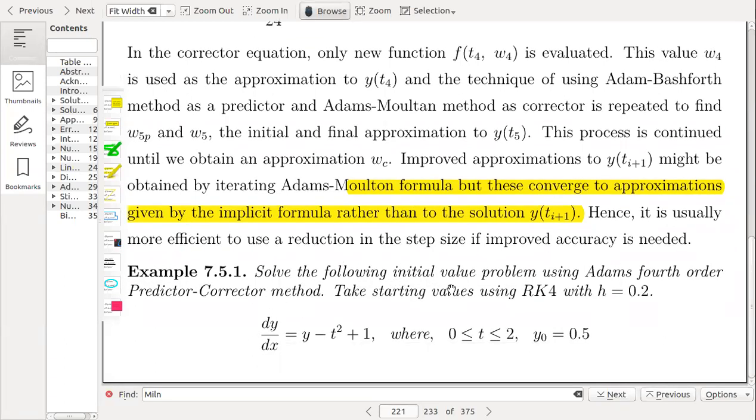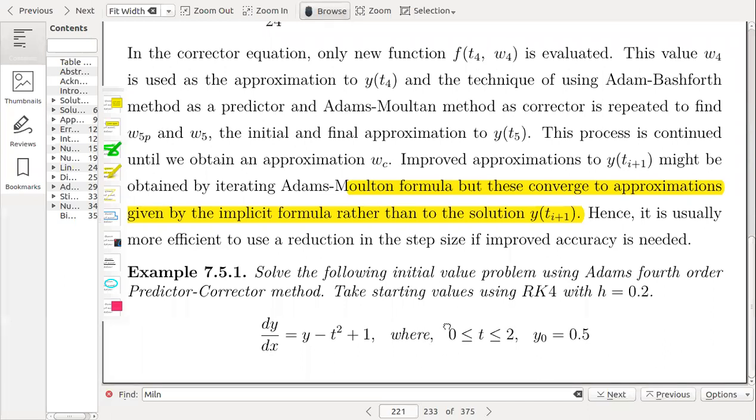Solve the following initial value problem using Adams' fourth order predictor corrector method. Take starting values using RK4, the classical Runge-Kutta method of order 4, using the step size equal to 0.2. Here is the initial value problem. The initial value at x naught equal to 0, or t naught equal to 0, is 0.5, and the interval of the independent variable is 0 to 2.